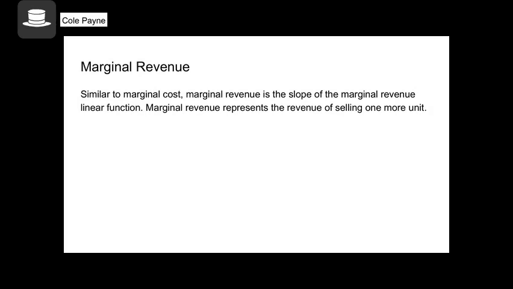Similar to marginal cost, marginal revenue is just the slope of the revenue function. I'm not going to do an example of it, but it represents the revenue of selling one more unit. So it's just another way of saying the slope.